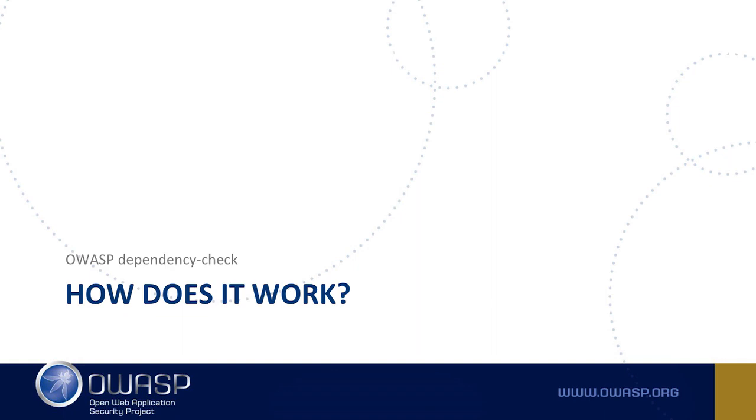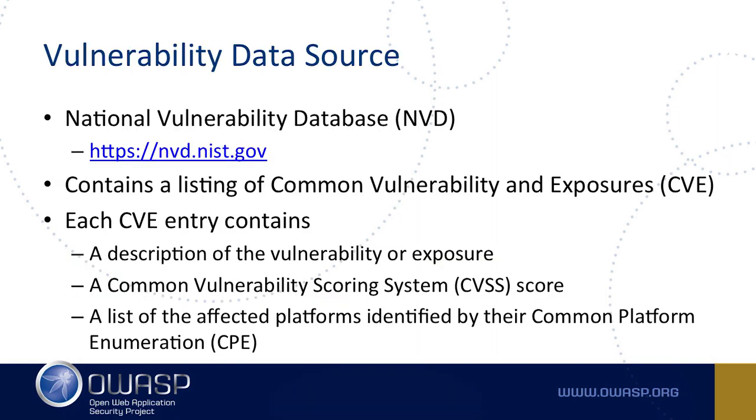So, how does Dependency Check work? Well, first let's talk about the vulnerability data source. We use the National Vulnerability Database, the CVE, the Common Vulnerabilities and Exposures database. Huge list of all the vulnerabilities. Are most people here familiar with the CVEs? Yes? Good. So they contain a description, a score, and what's most important for us is the Common Platform Enumeration, or the CPE.